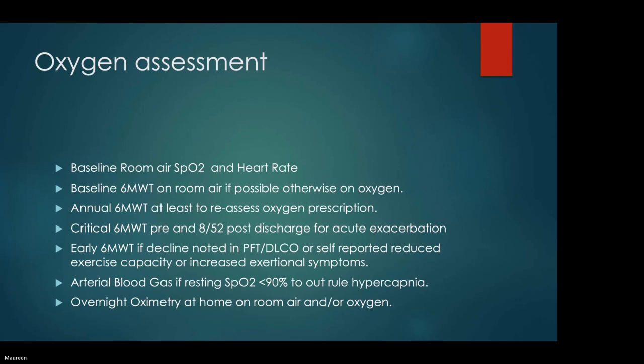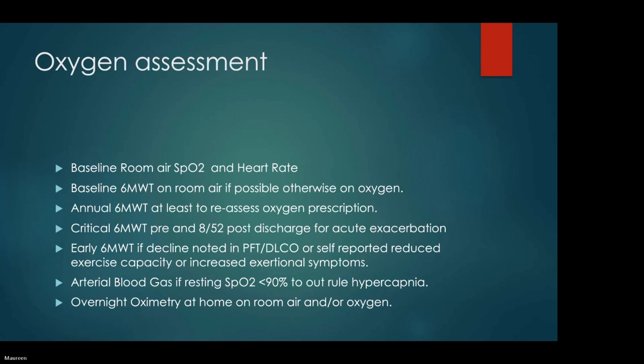Now, sometimes if someone's resting oxygen saturations are less than 90%, it would prompt us to do a more invasive procedure called an arterial blood gas. So that tells you what your oxygen gas tension is in your arterial blood flow. And we do that primarily to see, are you retaining carbon dioxide? Because obviously that's going to impact in the amount of oxygen we can give you.